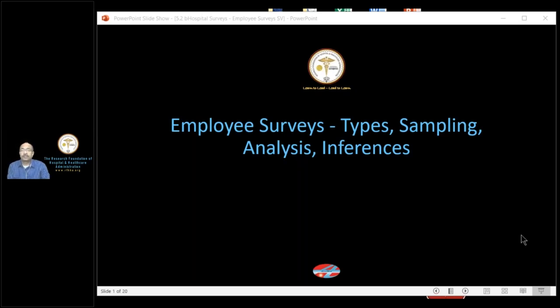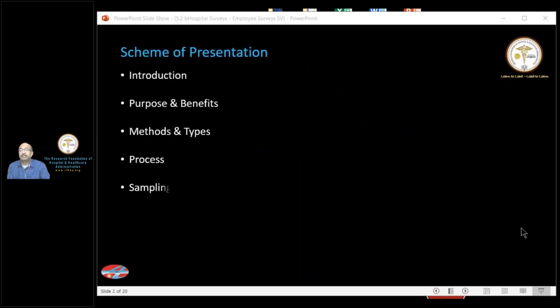So today we are talking about the employee survey, and we will look at the types, how to do the sampling, how to carry out the survey, how to analyze, and what kind of inferences and reporting come out of these employee surveys. This is going to be our scheme of presentation: the purposes and benefits, the methods and types of employee surveys, the process itself, the sampling and analysis, and some inferences and the reporting requirements.